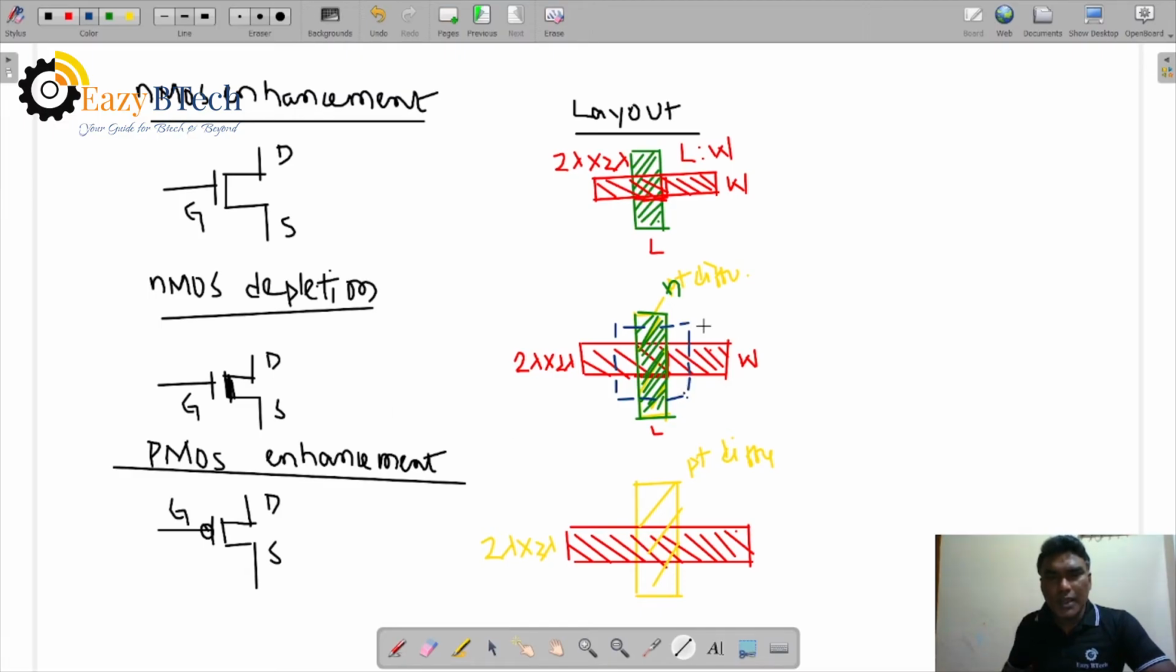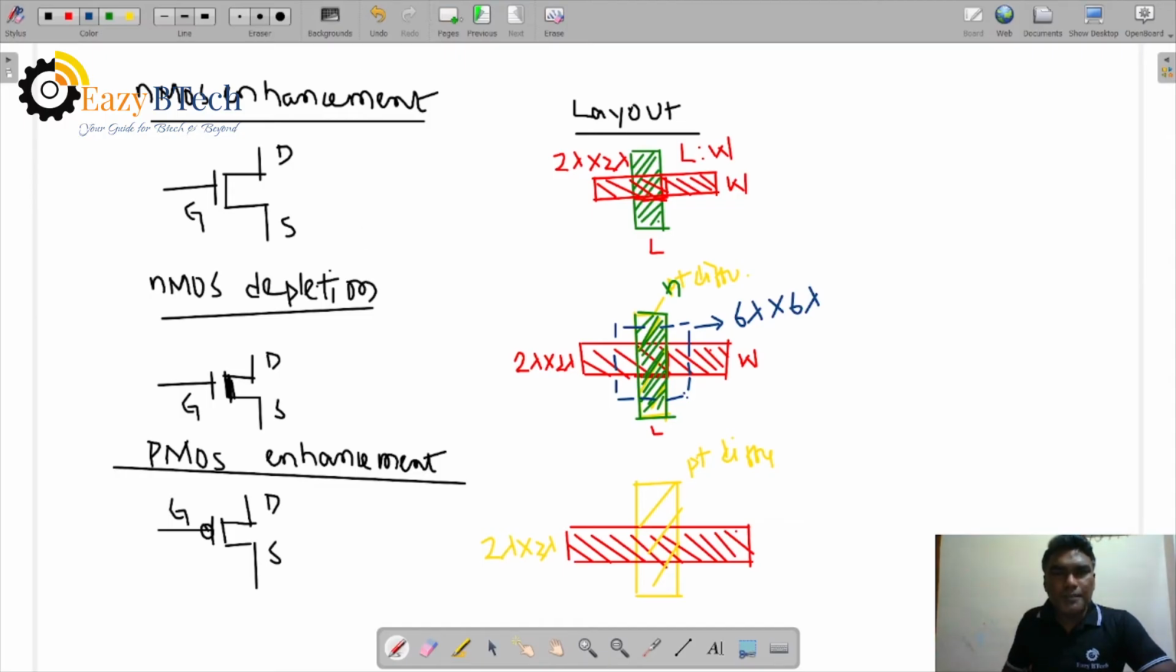So this area is 6 lambda into 6 lambda. Right? NMOS, red over green, 2 lambda into 2 lambda. Depletion, red over green, not yellow. Red over green, so with implantation, 6 lambda into 6 lambda. PMOS enhancement, red over yellow. Right? The layer is forward lines distance. So backward lines near distance, poly 1, red over yellow. So it is also 2 lambda into 2 lambda.